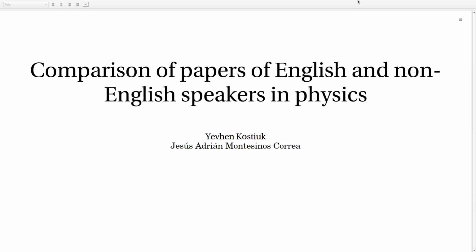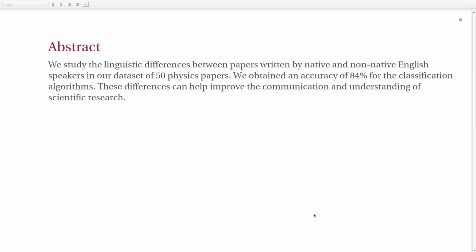Our topic is comparison of papers of English and non-English speakers in physics. We are Joven Kostiuk and Jesús Adrián Montesinos Correa. So we studied the linguistic differences between native and non-native English speakers in 50 physics papers, and we developed a classification algorithm obtaining an accuracy of 84%.